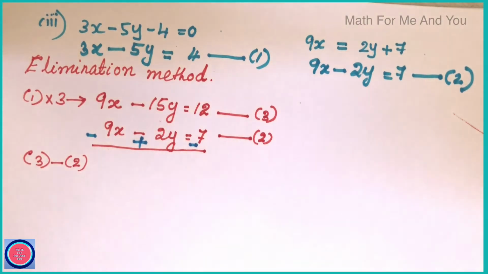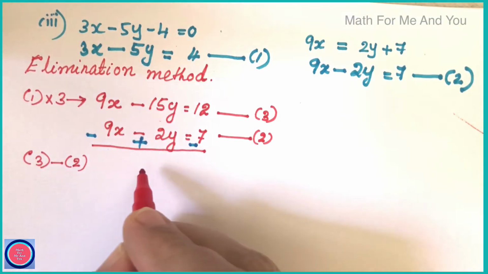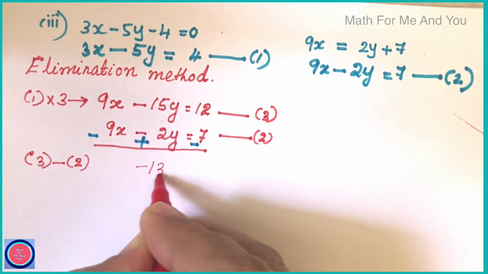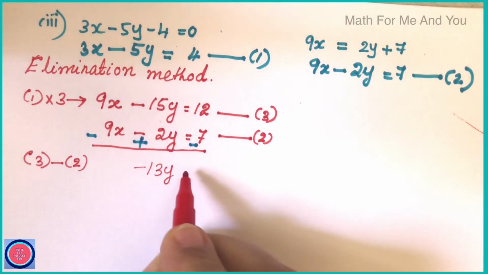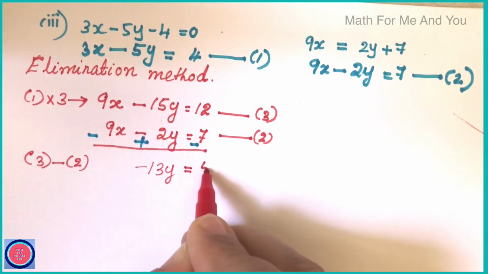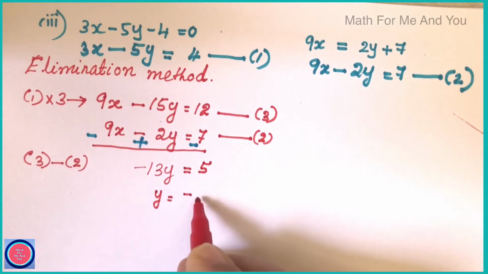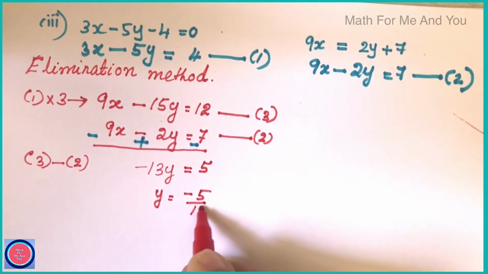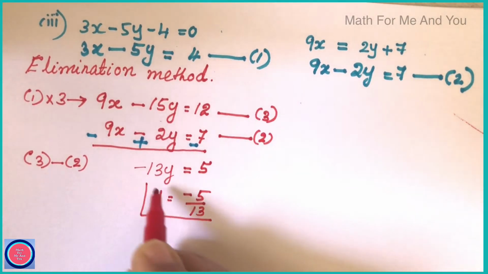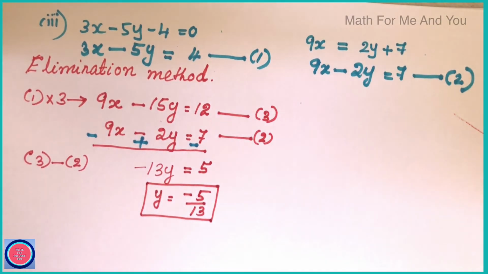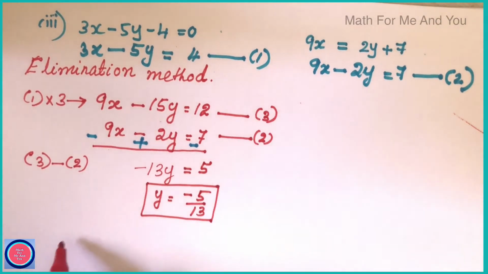Okay, we can do that. 9x minus 9x, how much? 0, because x is eliminated. Minus 15y plus 2y is minus 13y. 12 minus 7 is 5. So y is equal to negative 5 over 13. So we get y equals minus 5 over 13. This is the value of y.